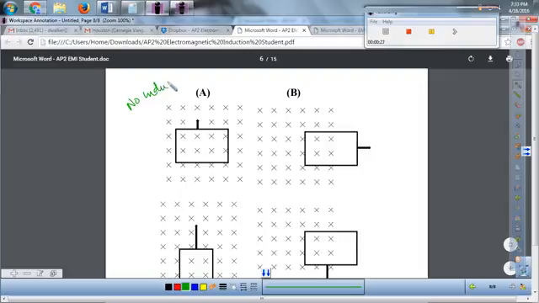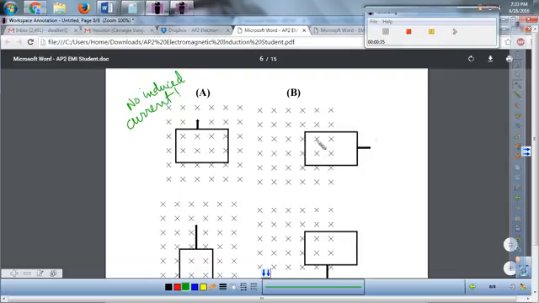Because remember, it has to change. Either the area has to change or the amount of field in the rectangle has to change for there to be a current induced. So no induced current. Okay, here what's happening is it's decreasing as we haul that thing to the right. Let me say this again. It's going to decrease as we pull it to the right.